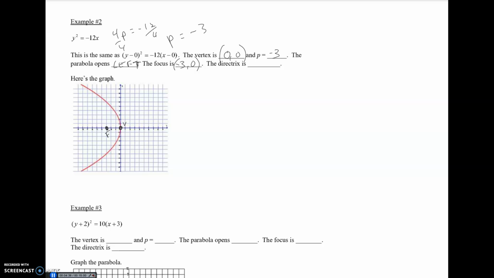And the directrix, remember, the directrix is a line, so we need an equation. In this case, it is a vertical line, but remember that it's 1, 2, 3 units away. Make sure you don't put it as a point. It is a line. It crosses the x-axis, so it's x equals something. And in this case, it's x equals 3. Okay, we got it. All right, let's do example number 3.